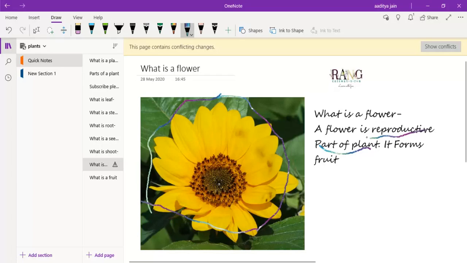So what is a flower, kids? It is the reproductive part of the plant. It forms fruits and seeds.